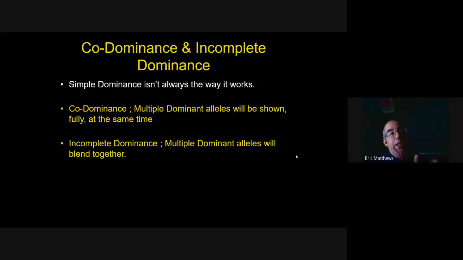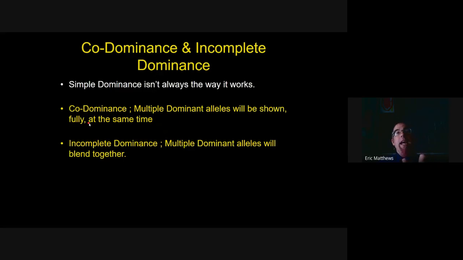All right, so things can also be codominant or incomplete dominance or normal, simple dominance, which is what we've worked with all the way through this course until now. Now, if something is codominant, this gets a little confusing, but I'll provide some examples, I promise. Codominance means that multiple alleles will be shown fully at the same time.